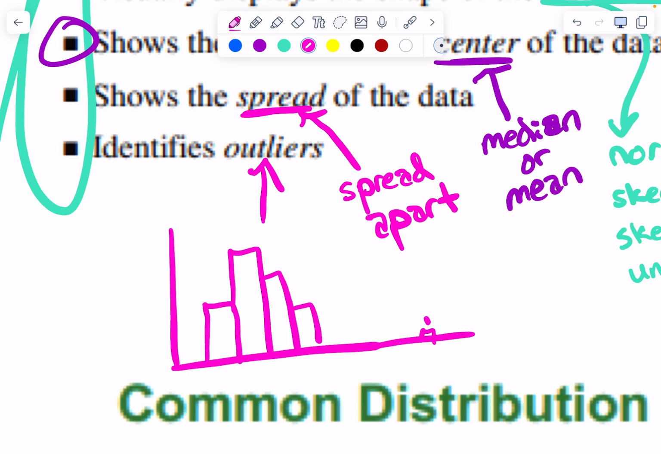Or an outlier that's like on a really small one? No, because then it wouldn't be an outlier, because there'd be more than one of them. Oh, right. Yeah.